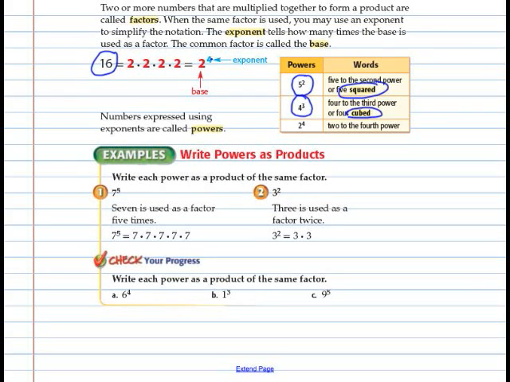In these examples, you're writing powers as products. In the first example, 7 to the 5th power means 7 as a factor 5 times. 1, 2, 3, 4, 5. In the second example, 3 as a factor 2 times. In these check your progress problems, 6 to the 4th power then would be 6 times 6 times 6 times 6. 1 to the 3rd power, 1 times 1 times 1. 9 to the 5th power, 1, 2, 3, 4, 5. 9 is a factor 5 times.